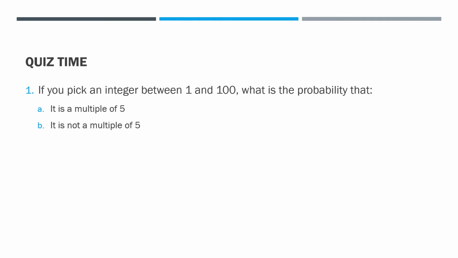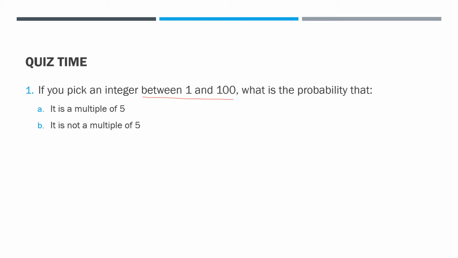All right, on this slide, we have 3 problems. And once you see each problem, I would like you to pause the video, try to solve that problem, find an answer on your own, and come back and verify the answer. Continue the video and verify the answers. First problem. If you pick an integer between 1 and 100, what is the probability that it is a multiple of 5? And similarly, what is the probability that it is not a multiple of 5? Okay, this is the first problem. So please pause the video, try to solve it on your own.